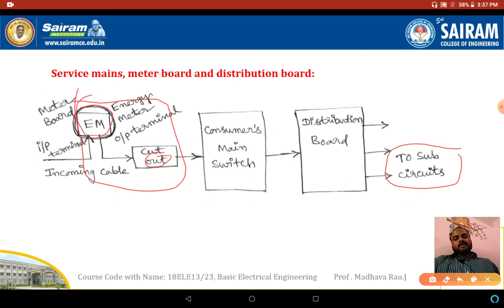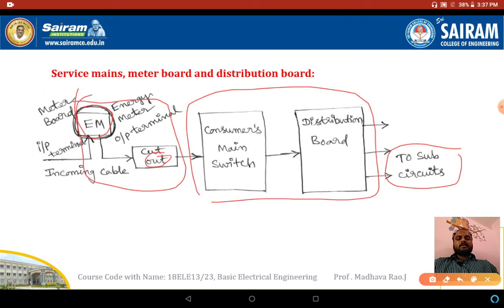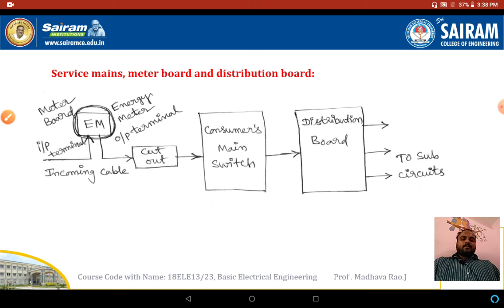So service main means the connection between the electric pole and the energy meter. That connection is called service main. Meter board means the energy meter and cutout. The distribution board has the consumer main switch and distribution board. So this is about service main, meter board and distribution board, right. One or two times they asked this question in the VTU examination: explain the service main, meter board and electric distribution board in domestic wiring. So you have to explain this, you have to explain about this diagram, right.